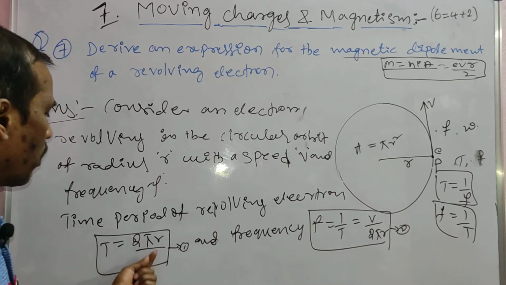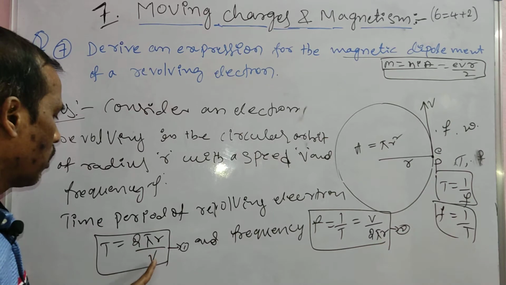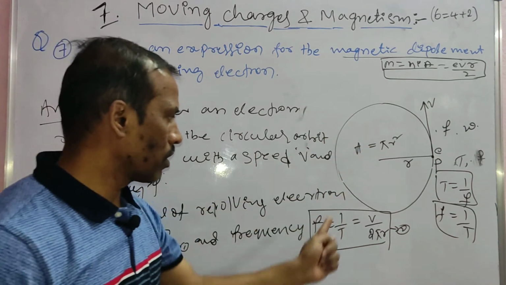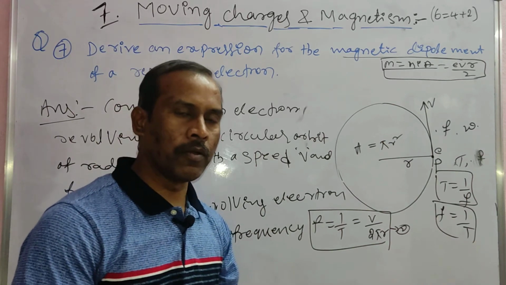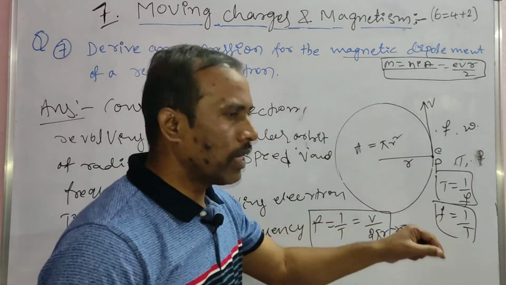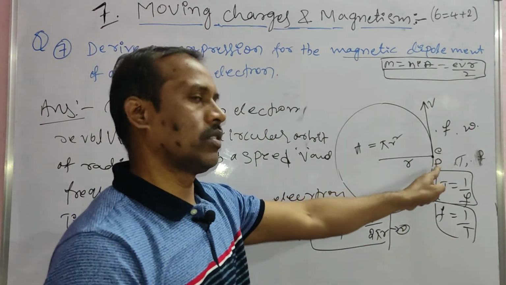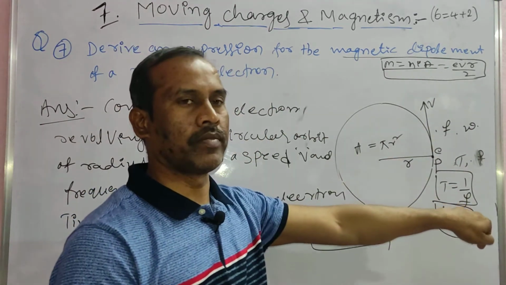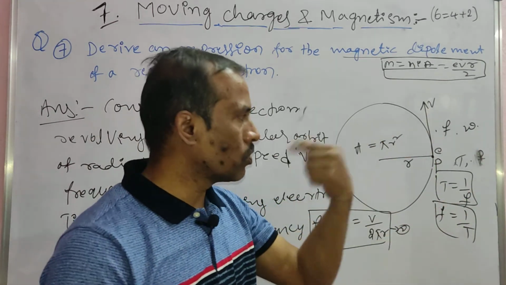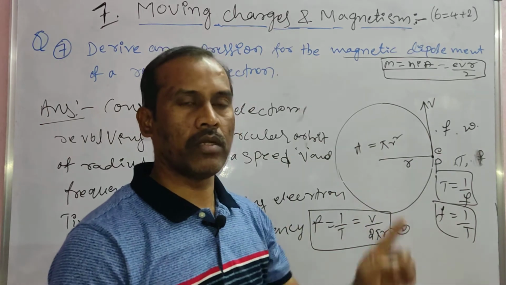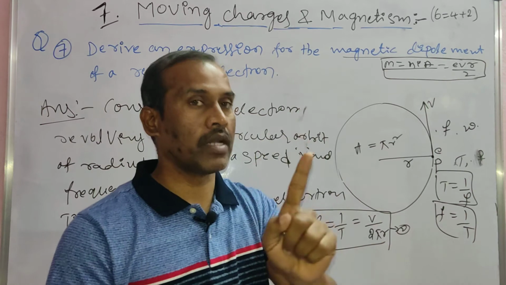T is equal to 2 pi r by v, for one complete revolution the time period T is equal to 2 pi r by v, and the frequency of the electron f is equal to 1 by T, that is equal to v by 2 pi r. Now at any point on the orbit, the charge, nothing but the electron, passes through that point per unit second.